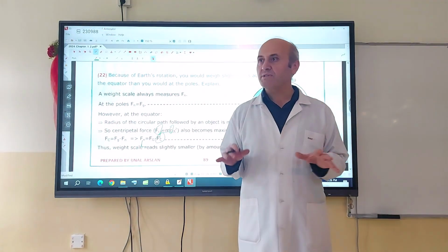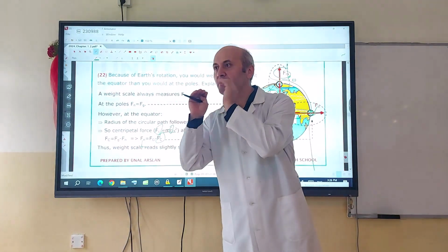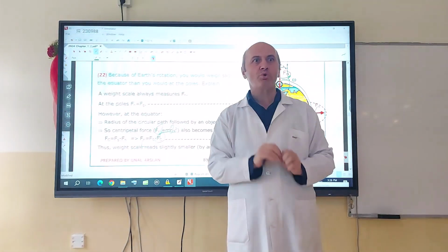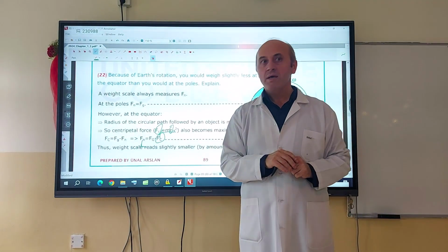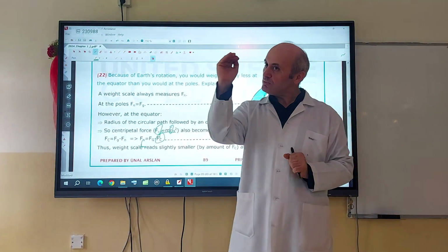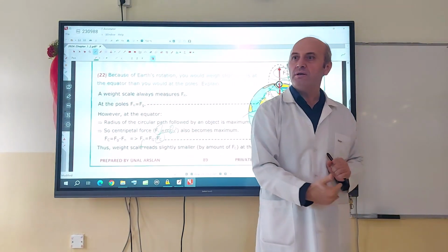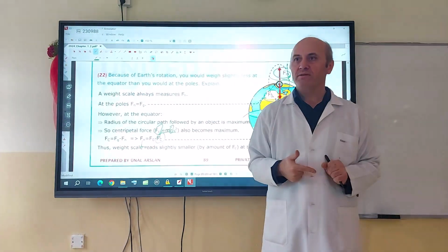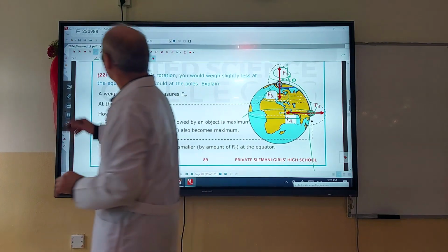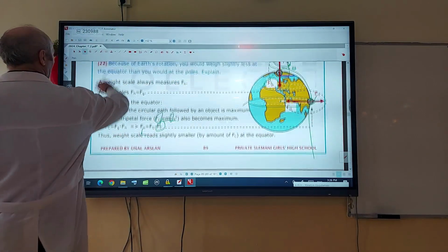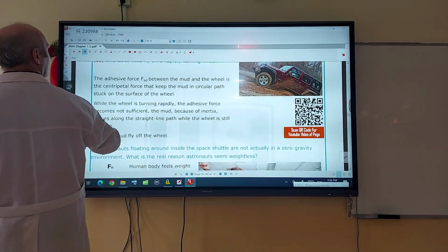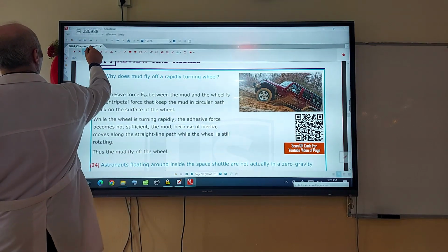So what was the answer? Because centripetal force is maximum at the equator. This is a mystery question. This way they ask the mystery. Because centripetal force is maximum at the equator, Fn is minimum, so you are going to measure minimum weight at the equator.